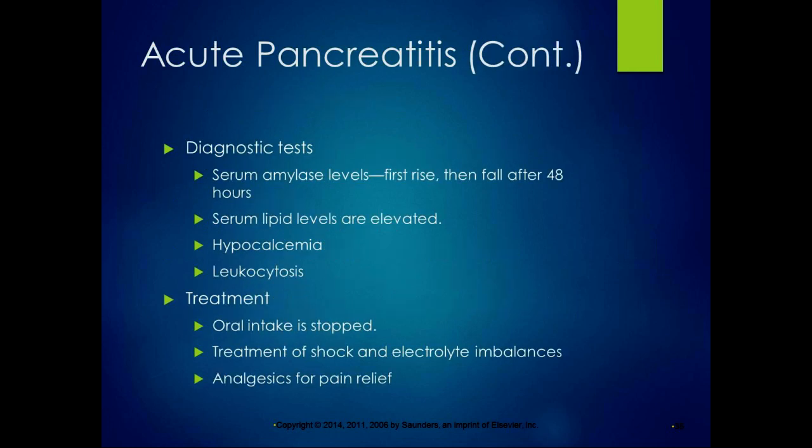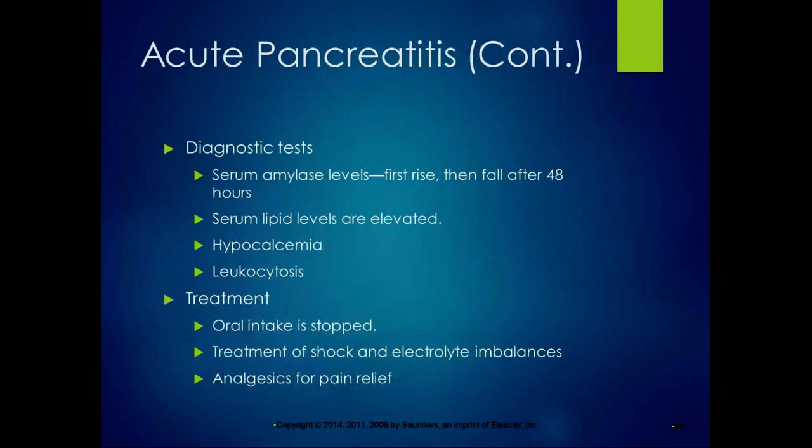They test serum amylase levels, which is one of the enzymes delivered by the pancreas. First, the serum levels rise, and then they fall after 48 hours. Serum lipid levels are elevated because they're not being broken down by the pancreatic enzymes. Hypocalcemia and leukocytosis. The treatment is you don't eat. They stop all eating because we don't want to be producing more pancreatic enzymes. Treatment of shock and electrolyte imbalances and analgesics for pain relief. If you have acute pancreatitis, you're going to be admitted to the hospital.